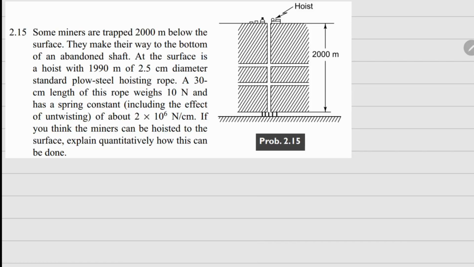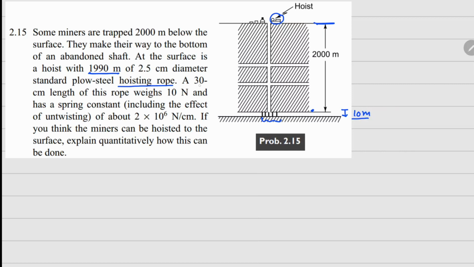This one is 2.15, and in this one there are some miners that are trapped 2000 meters below the surface. From here they make their way to the bottom of an abandoned shaft, so they are right now located here, and there's a hoist here through which we can drop a rope down, but the length of this rope is only 1990 meters. So basically, even if it reaches here, there is still that gap of 10 meters there, right?